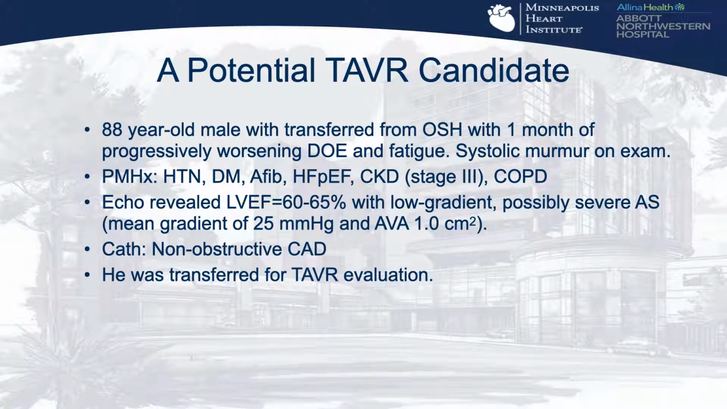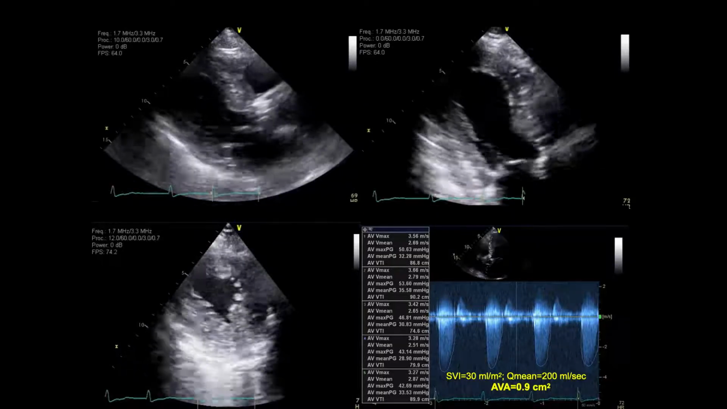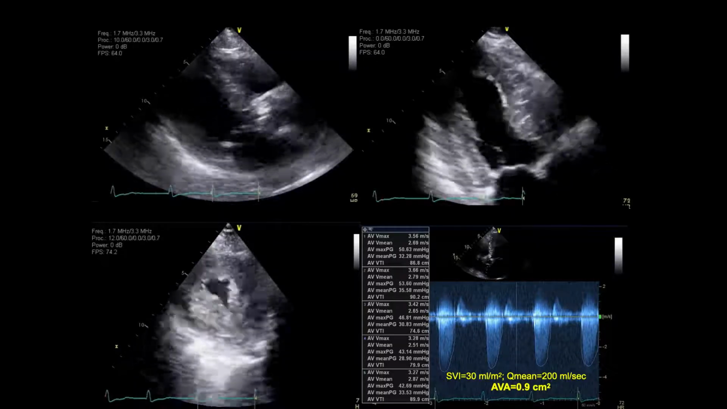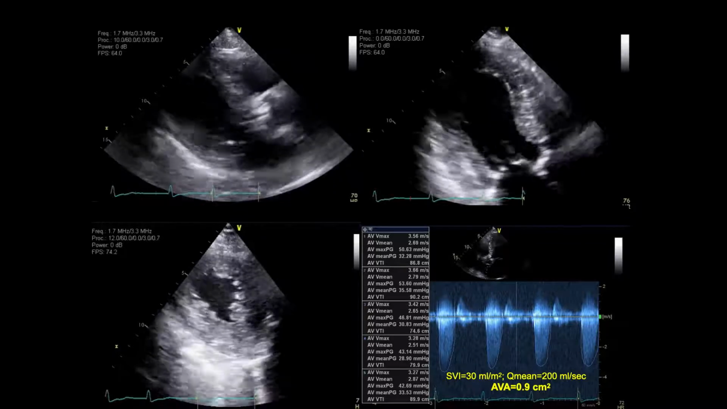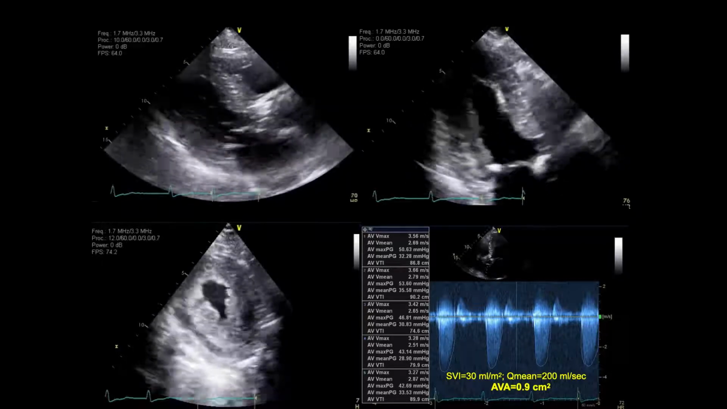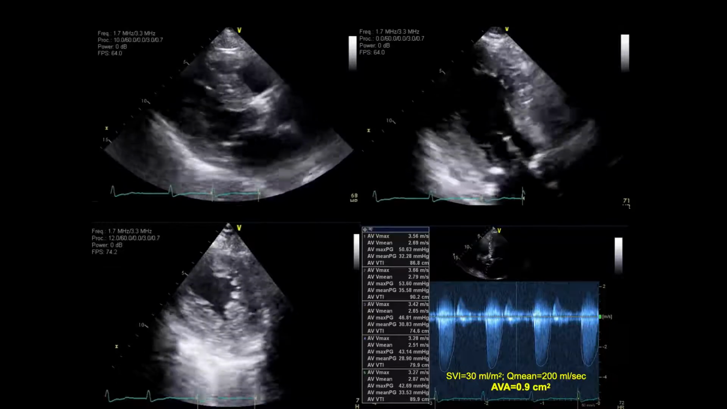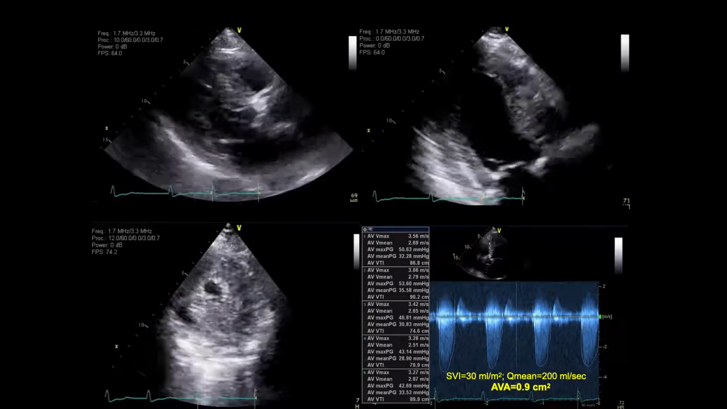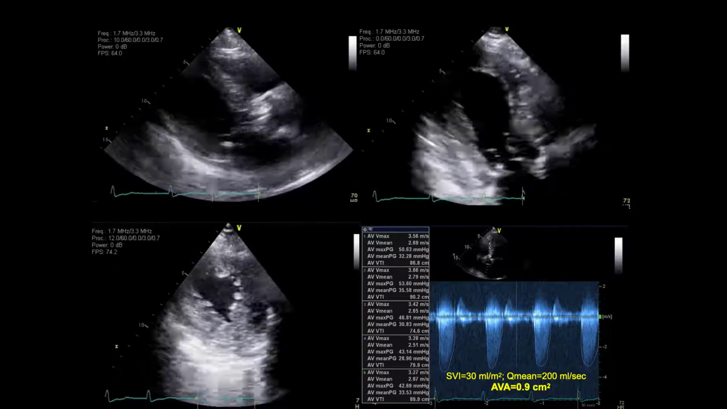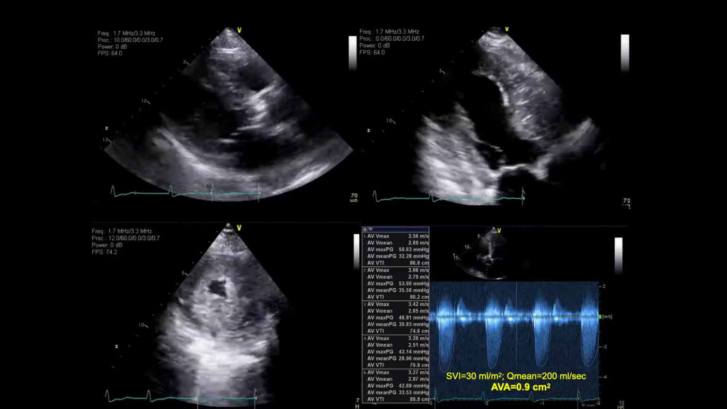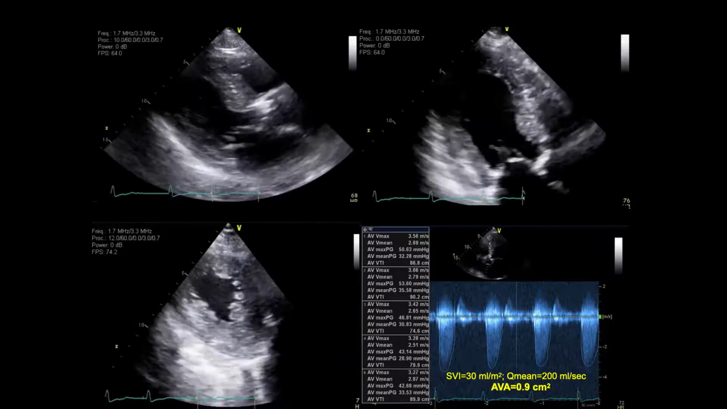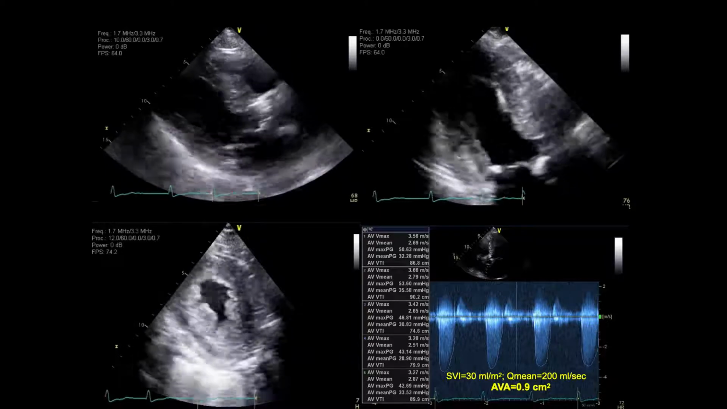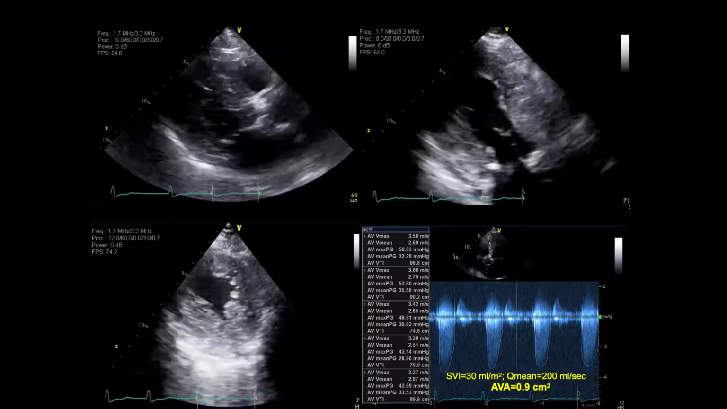And in the calf, no significant coronary artery disease. When we look at the echocardiogram, we can see that there is diffuse increased wall thickness in both the left ventricle as well as in the right ventricle. Despite preserved ejection fraction, there is low forward stroke volume, low transvalvular flow, and a low valve area, with mean gradients ranging anywhere between 28 to 35.